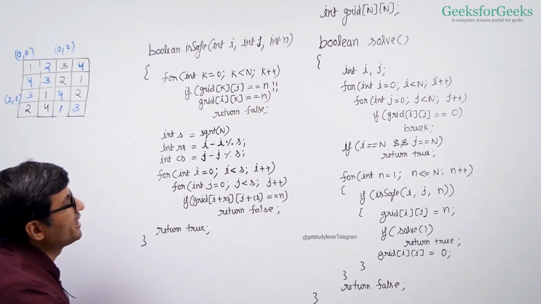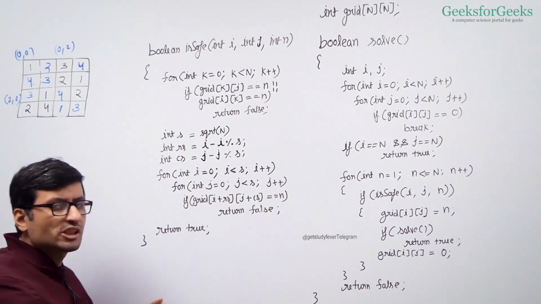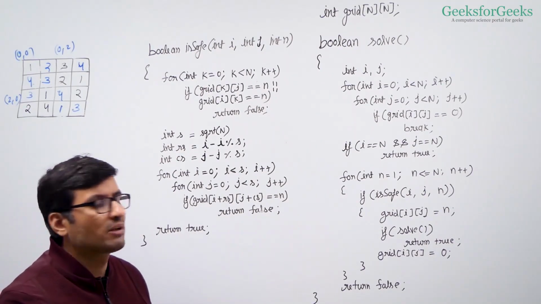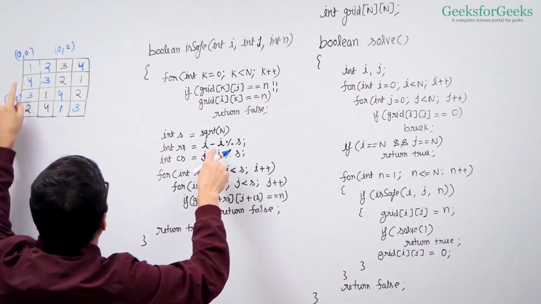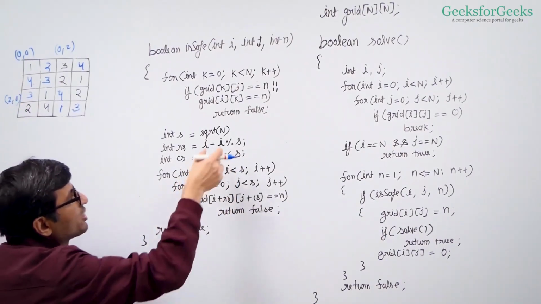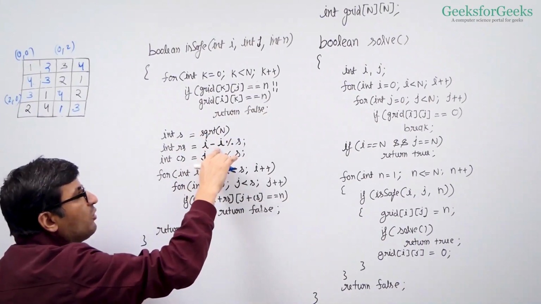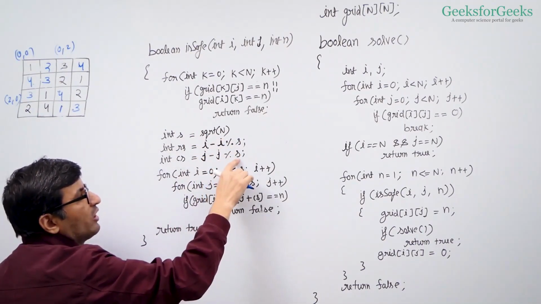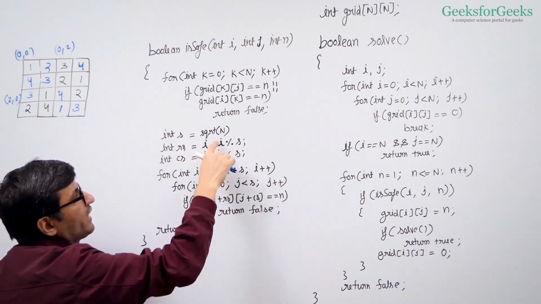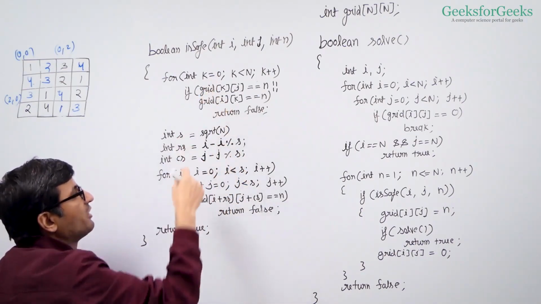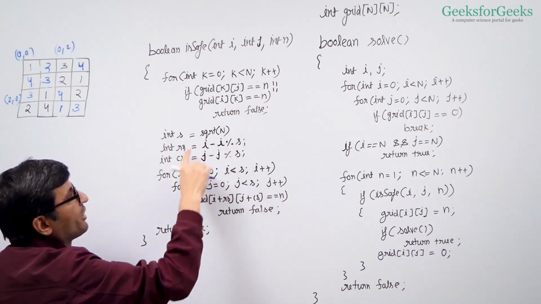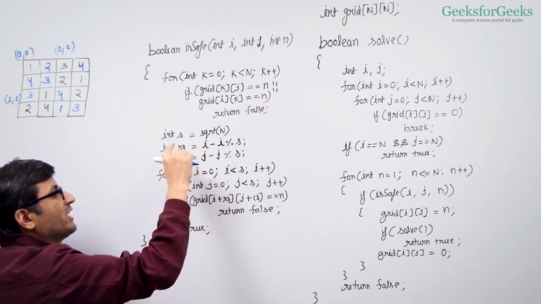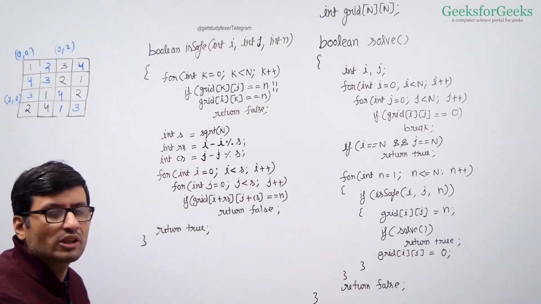So we first find the starting coordinate of the subgrid for the given random coordinate. And we use the same idea here, right? We find the square root of n, and we do i modulo s. s is the square root of n, and j modulo s. s is again the square root of n. i and j are row and column indexes which are given to us. So by doing this computation, we find the starting indexes of the subgrid of this particular cell.